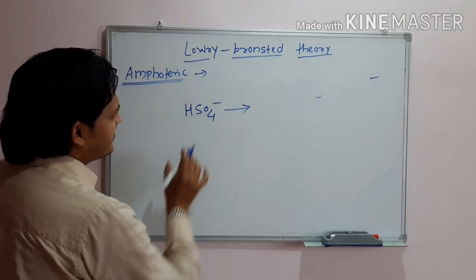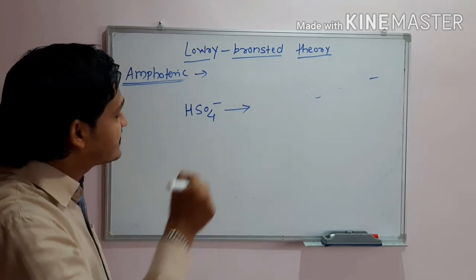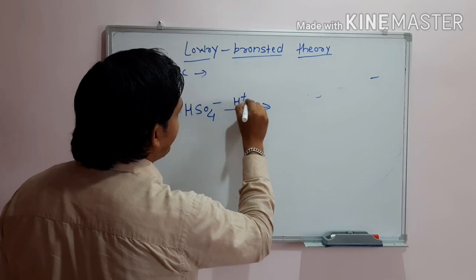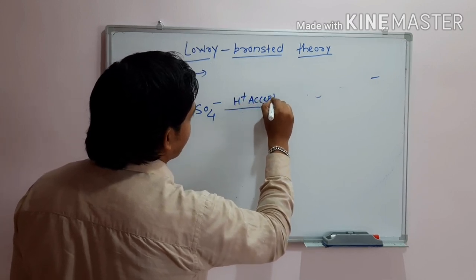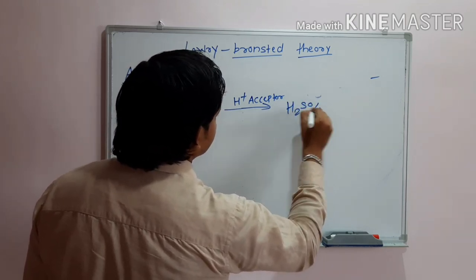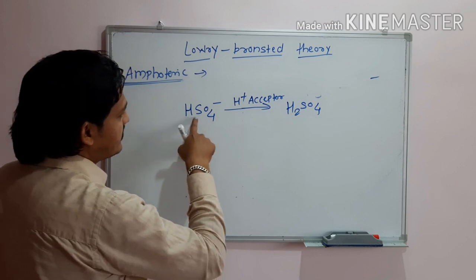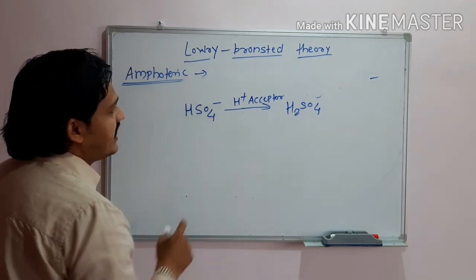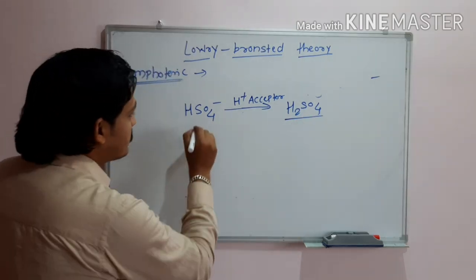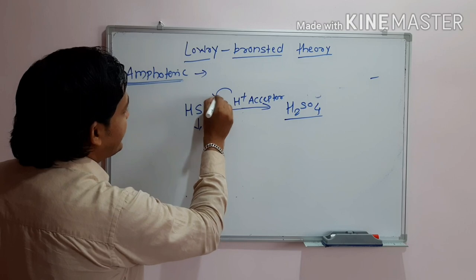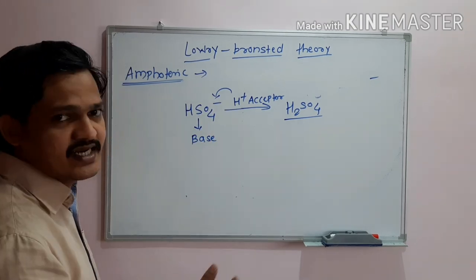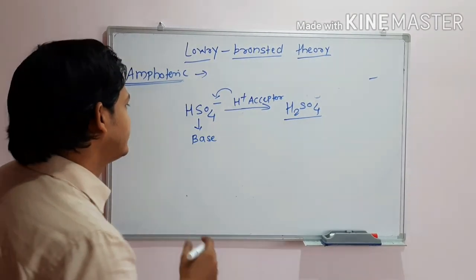HSO4- is the species. It accepts a proton, so it is a proton acceptor, to form H2SO4. If HSO4- accepts a proton, it forms sulfuric acid. So it accepts a proton, hence it is called a base. Donating a proton makes it an acid, accepting a proton makes it a base.